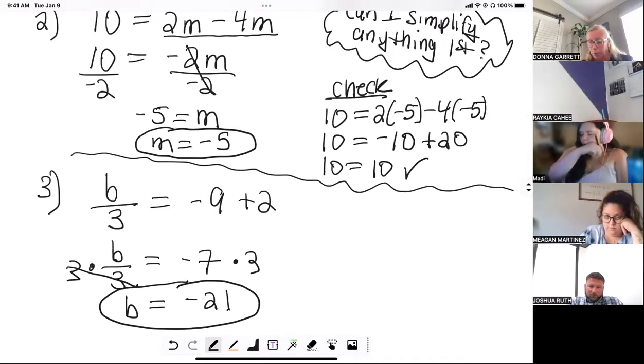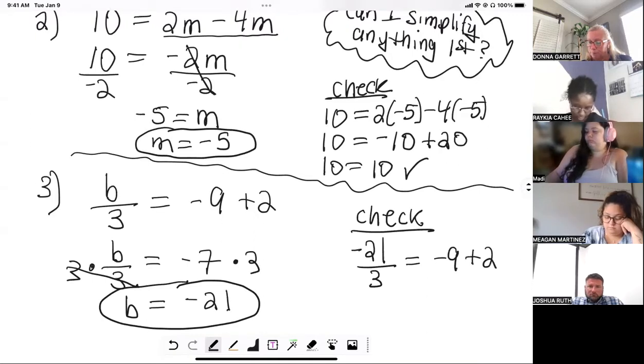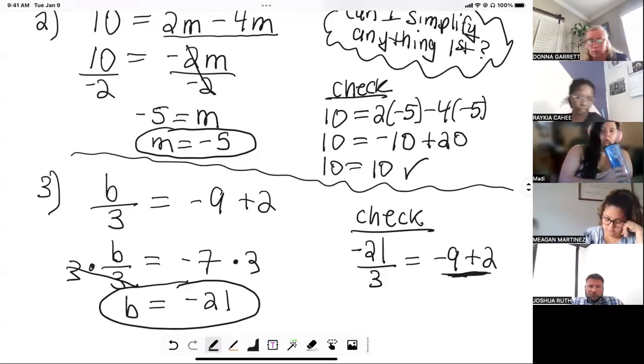And am I right? Well, we're going to find out. I'm going to check. So I write the same exact thing, except I put B as negative 21. So negative 21 over 3, is that equal to negative 9 plus 2? I always do this over again, because what happens if you made a mistake the first time? Your answer is going to be wrong. And when you write it down wrong, it's still wrong, right? So I check it from the very beginning, everything.